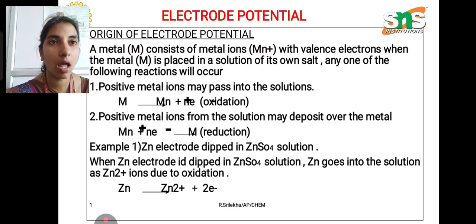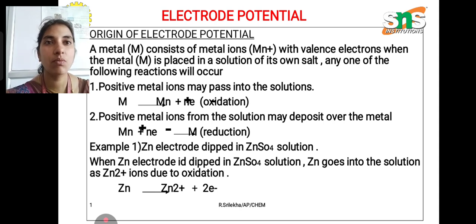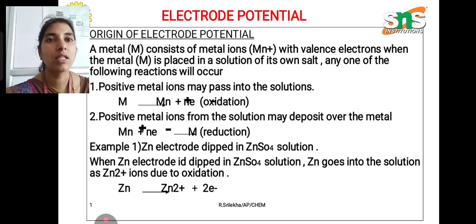These terminologies affect the electrode potentials. A metal M consists of metal ions Mn+ with valence electrons. When the metal M is placed in a solution of its own salt, one of the following reactions will occur. First, positive metal ions may pass into the solution, that is, M gives Mn+ plus ne-, oxidation. Or the positive metal ions from the solution may deposit over the metal, that is, Mn+ plus ne- gives M, reduction.